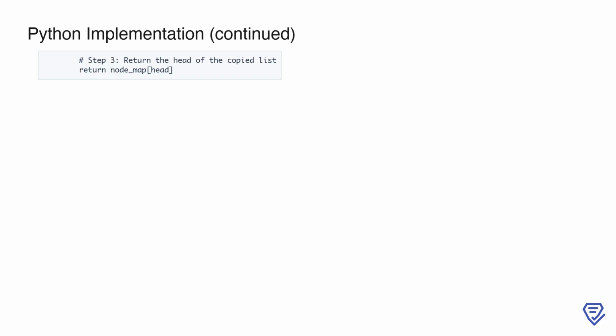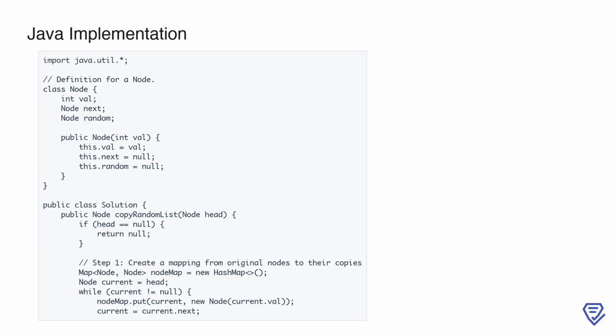Finally, we simply return the copied head node by accessing node_map head. This gives us the deep copy of the original linked list, which includes all the nodes and their respective connections. Here, we begin by defining the structure of a node class, which has three properties: val, next, and random.